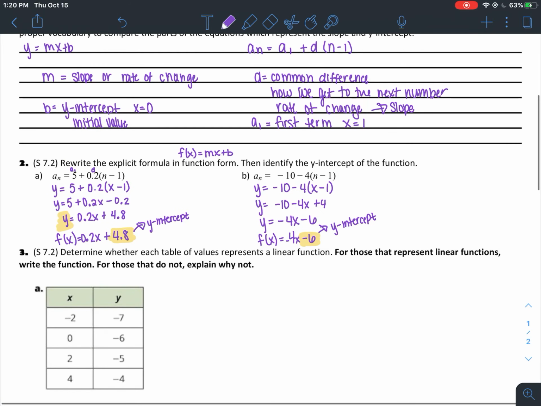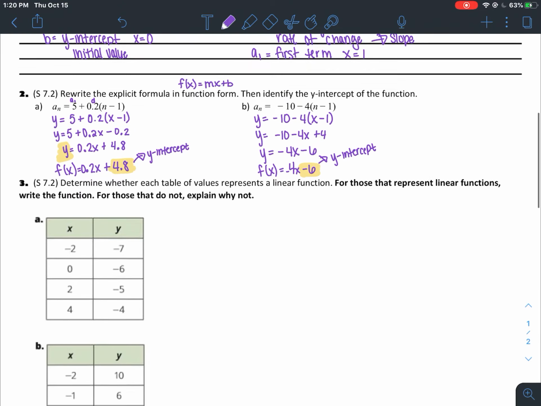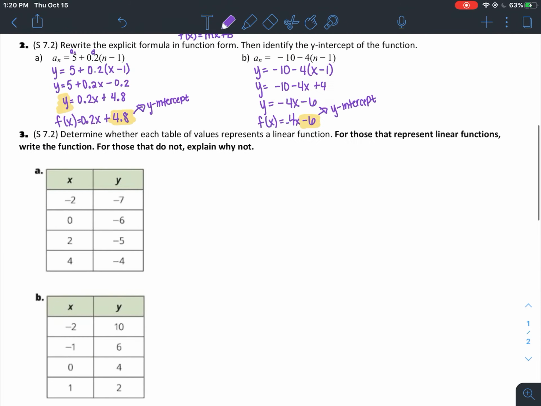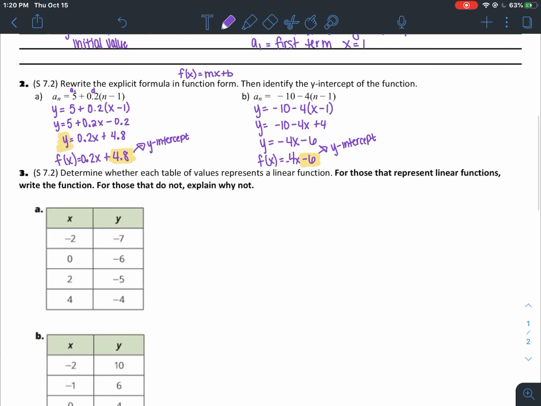Okay, and then let's see, is that all we were supposed to do? Rewrite in function form, f of x equals mx plus b. Got it. Then identify the y-intercept of the function. Perfect. Okay, last one here. Determine whether each table of values represents a linear function. For those that represent a linear function, write the function. For those that do not, explain why.